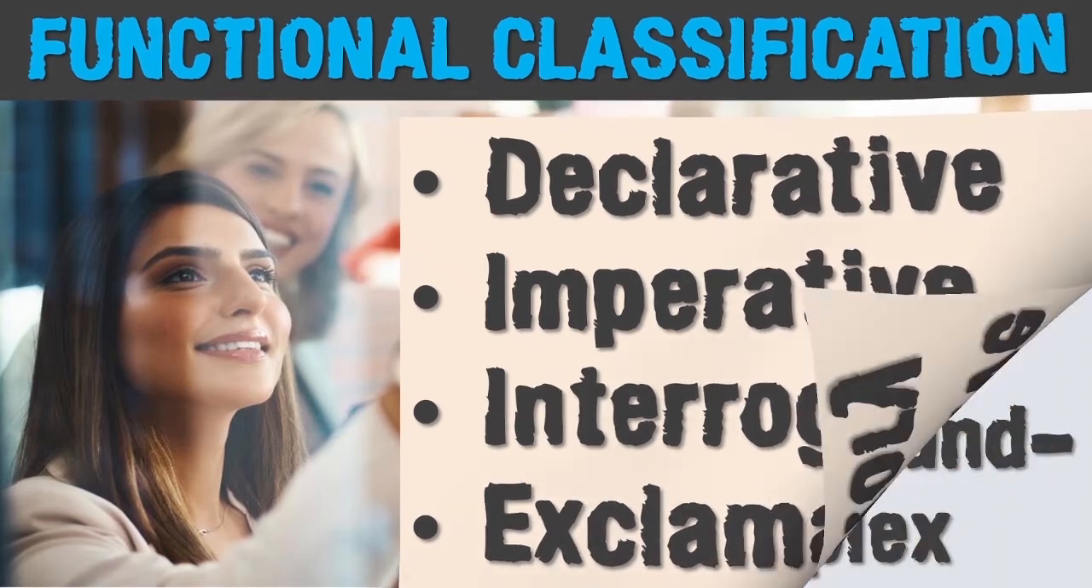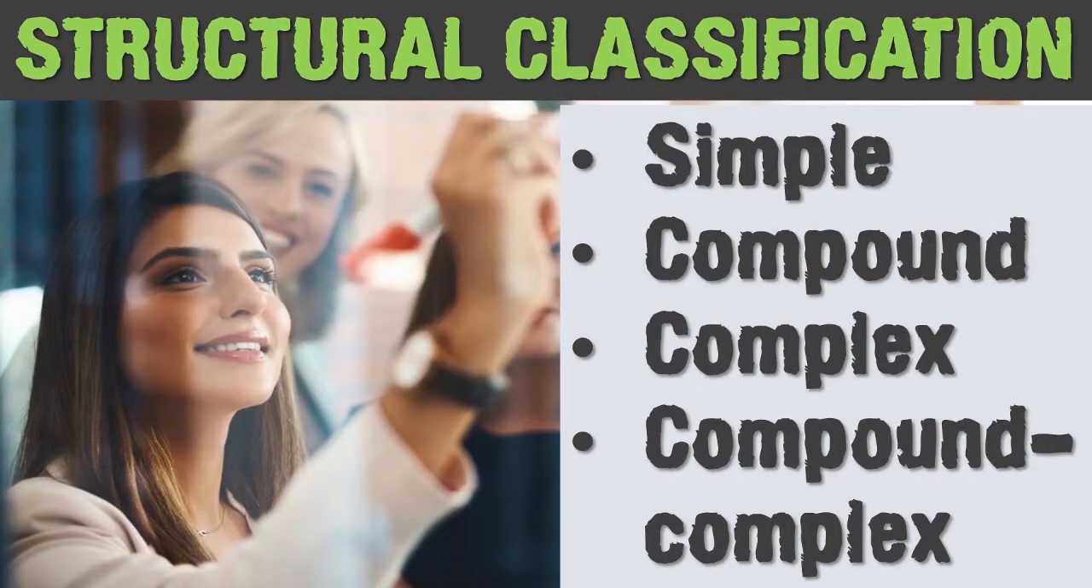Let's begin to look at the structural classification. We have said that sentences can be classified structurally into four major parts: the simple, the compound, the complex, and the compound complex. Let's look at each of these separately.